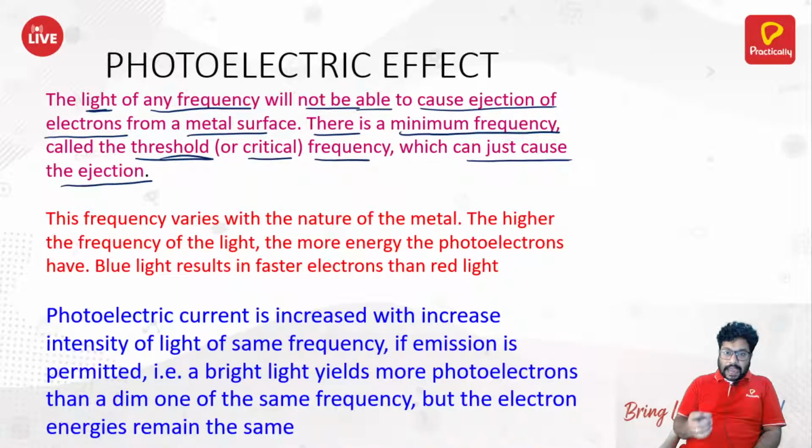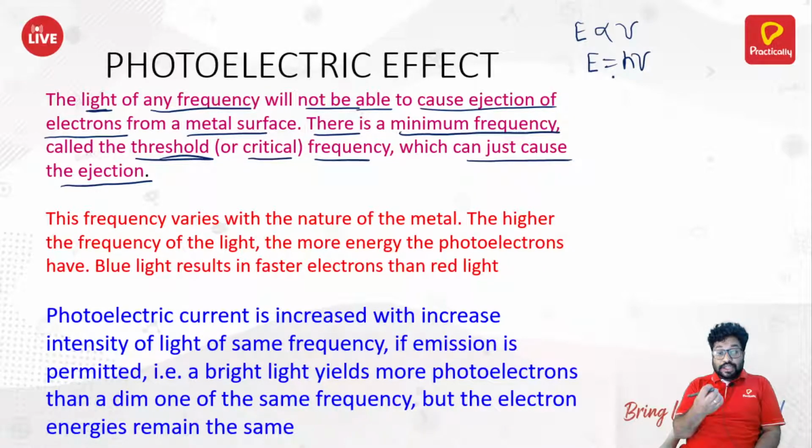That means your light should have a certain minimum frequency. Now you know that energy is directly proportional to nu. Nu is frequency, so the correlation is E equals h nu, where h is Planck's constant. So your radiation should have a certain minimum energy so that the electron can just undergo ejection. That minimum frequency is called the threshold or critical frequency.